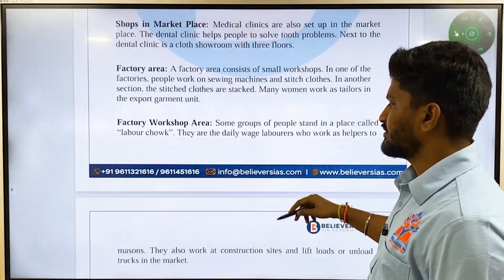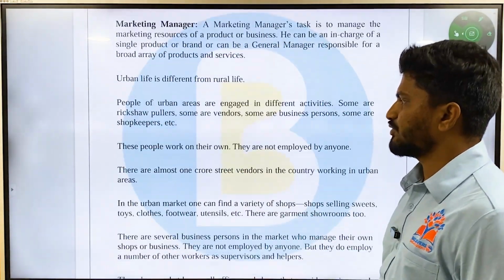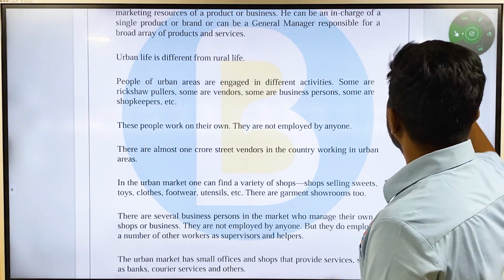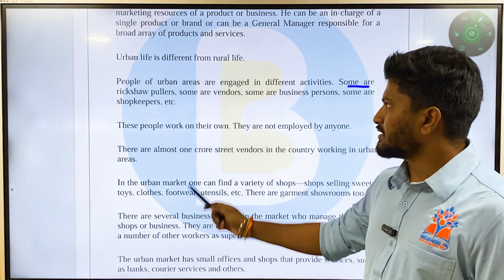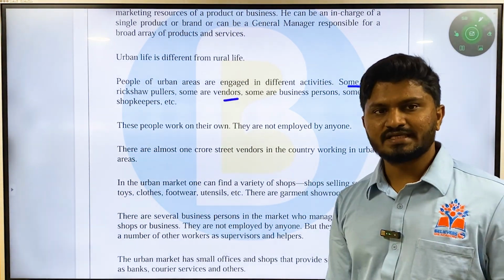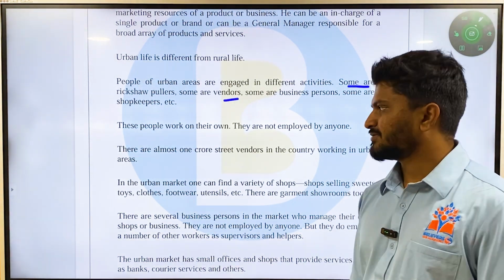So before this we have to understand urban life is different from rural life. You know that. So people of urban areas are engaged in different forms of livelihood or different forms of activities. Some are rickshaw pullers, some are vendors, some are business persons, some are shopkeepers, etc. It depends upon the work as well as their skills.